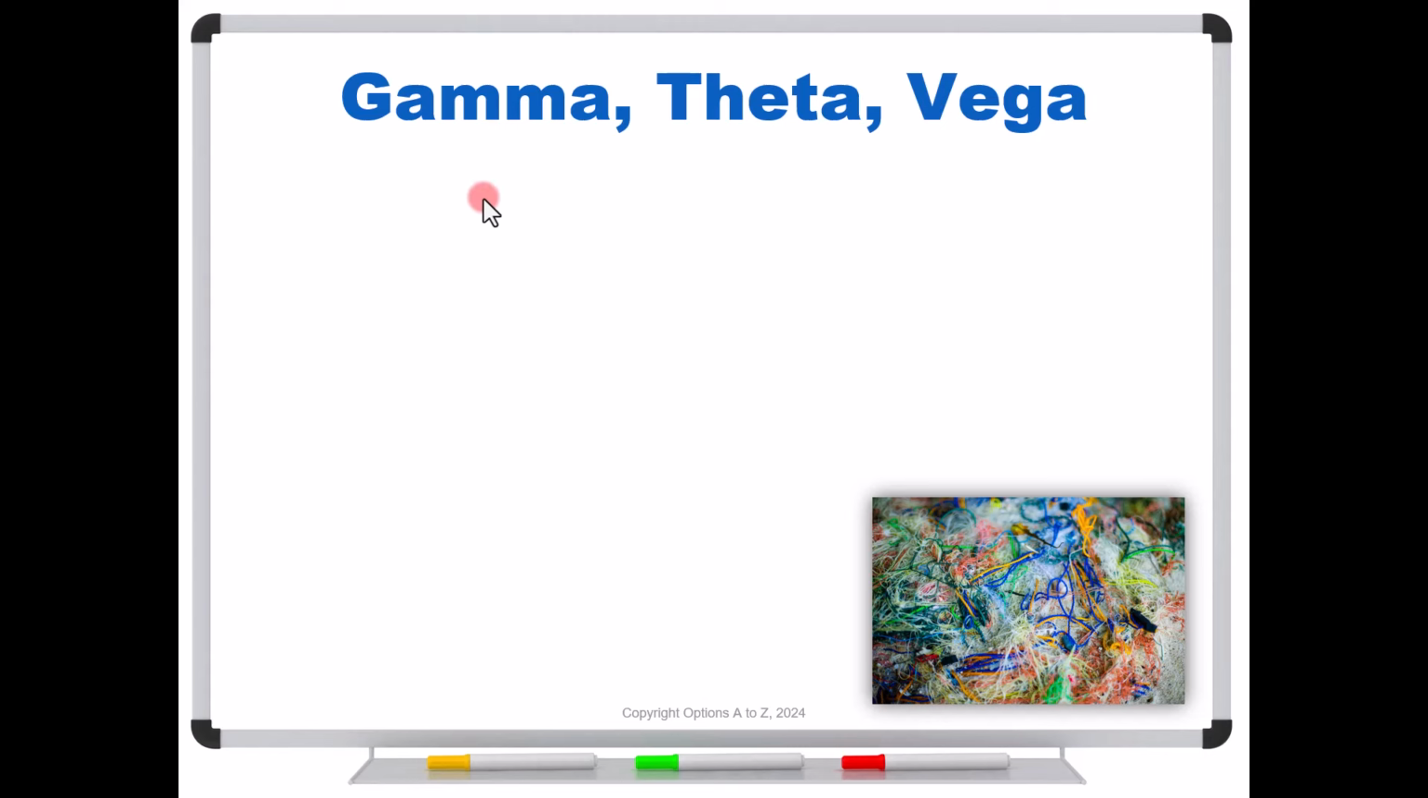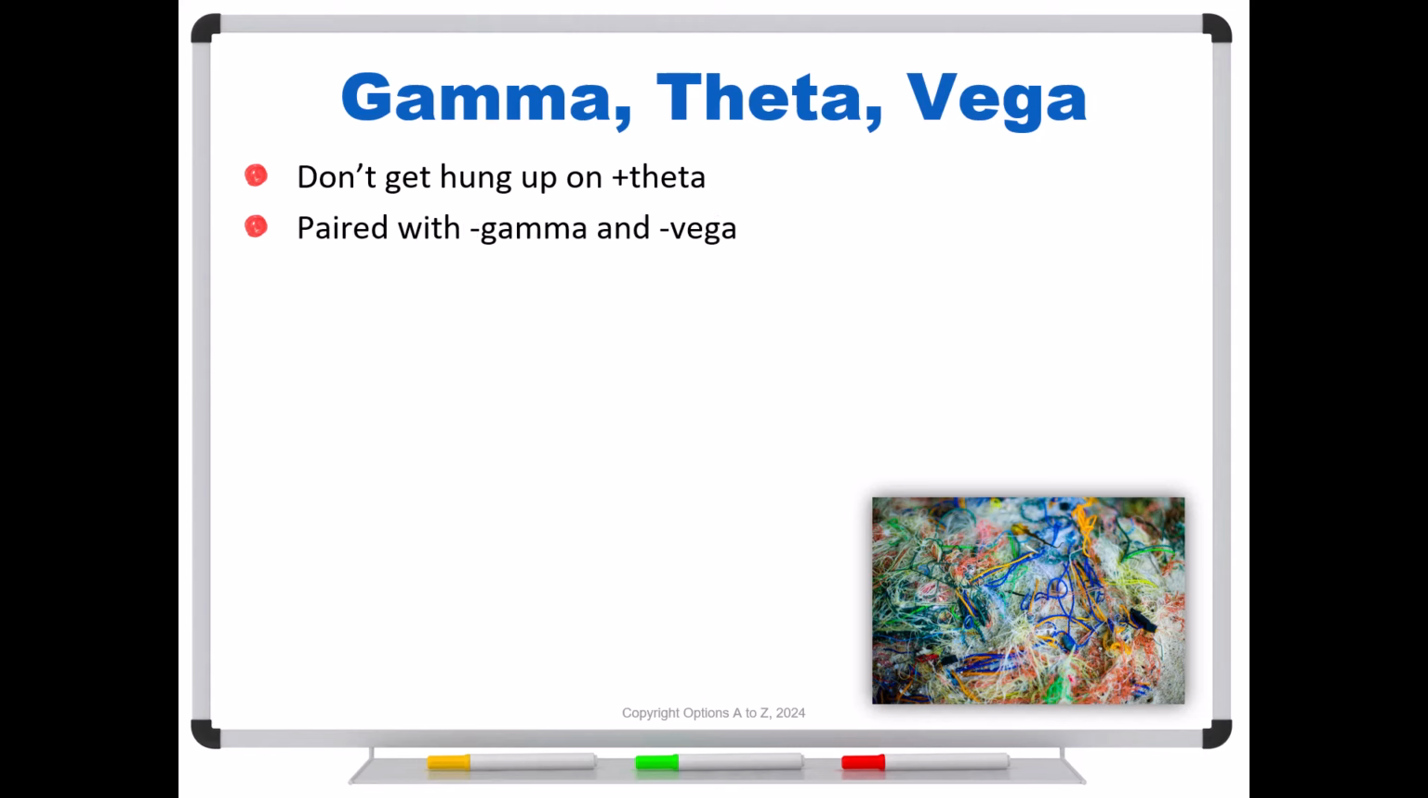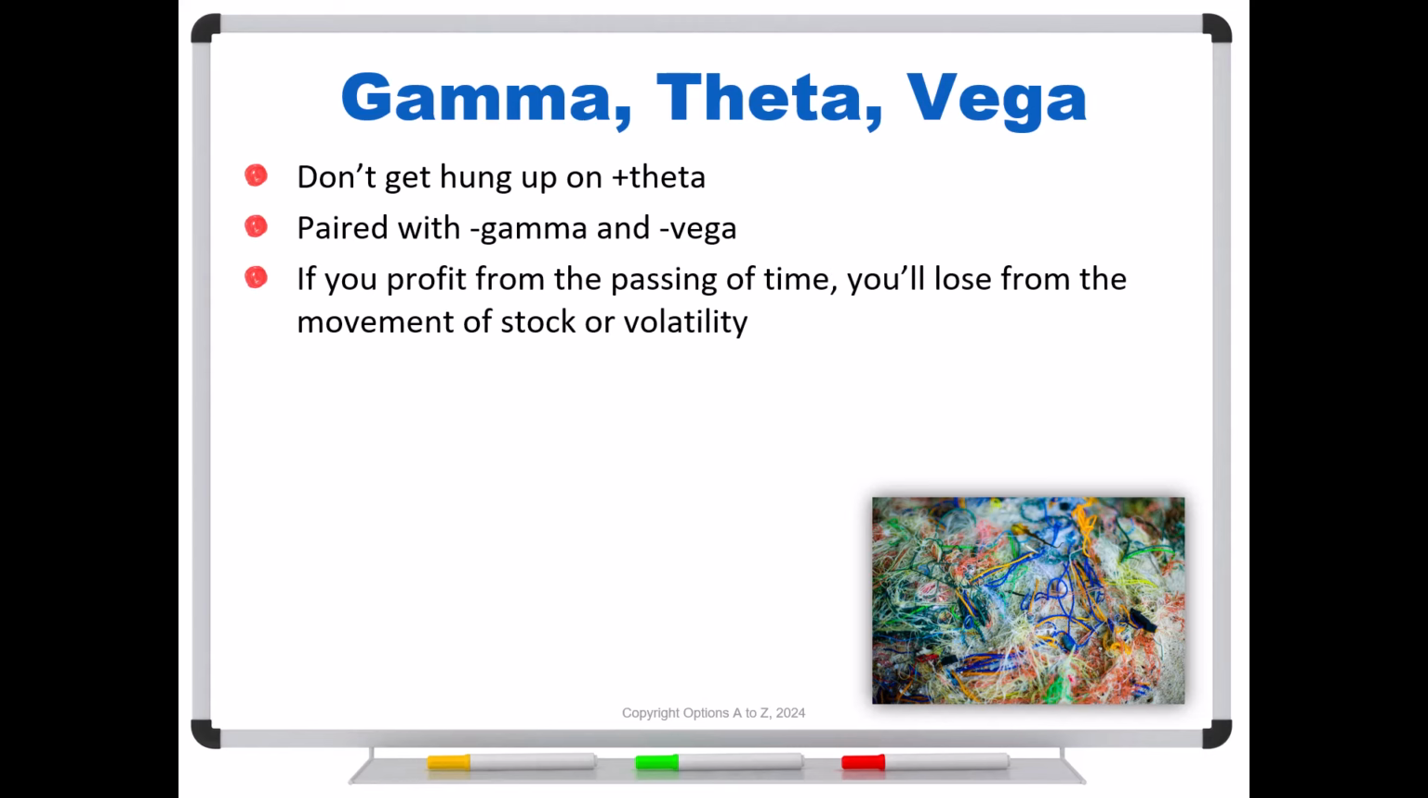So the thing to remember is this gamma theta vega trade-off. Don't get hung up on having positive theta. Everybody talks about having positive theta as if that's some kind of a key to success. It just isn't. Because anytime you have positive theta, you will be paired with negative gamma and negative vega. So if you profit from the passing of time, you are going to lose from the movement of the stock or from increasing volatility. So the thing to know is that you must understand the gamma, theta, vega trade-off. They are all part of your strategy, not just delta and not just theta.